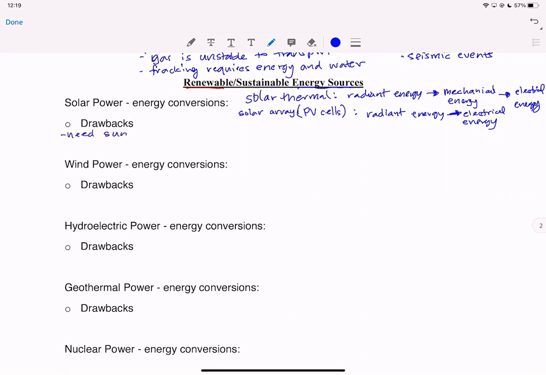Okay, so some drawbacks are you need sun. So you need sun, and you need land, and you need photovoltaic cells. You need those solar panels. Okay, so all of that, well, the sun, let's first talk about the sun. As I mentioned, certain regions of the US or whatever country you're in get more sun than others. So you need to have land that is sunny, and you also need to give up that land.